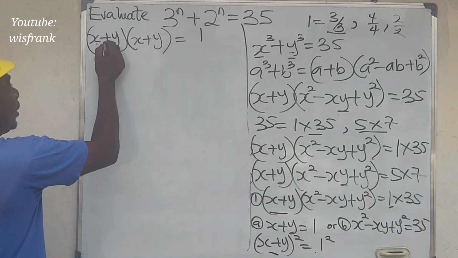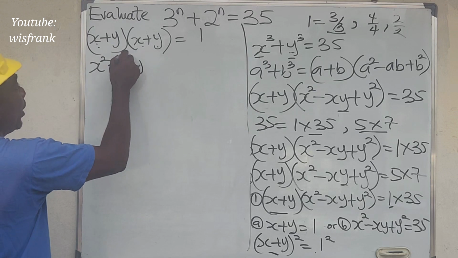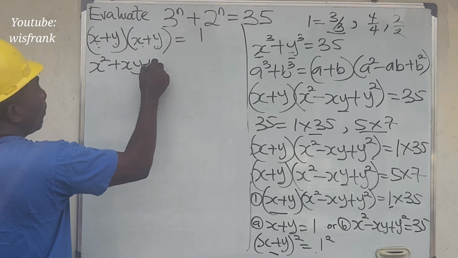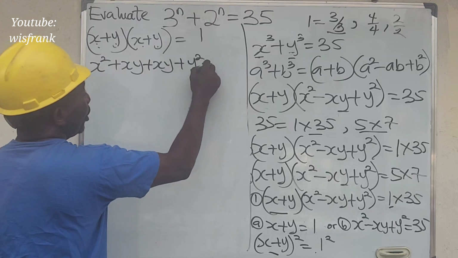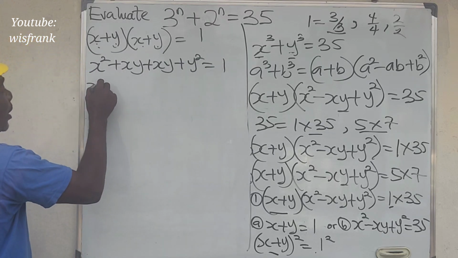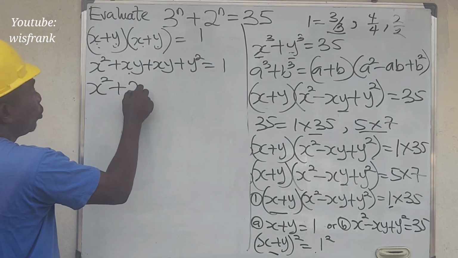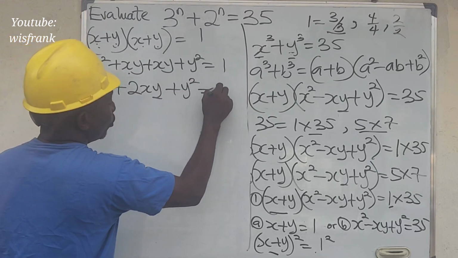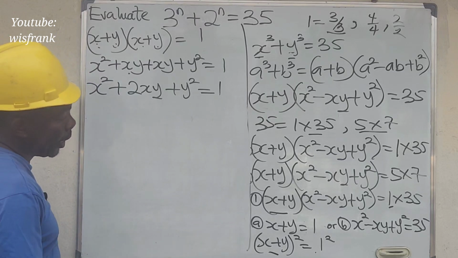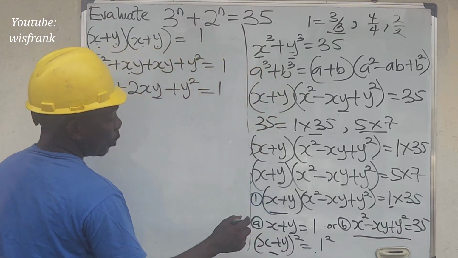X times x, we have x to the power of 2. X times y, we have plus xy. We have y times x, we have plus xy. Y times y, we have plus y to the power of 2 equals 1. So this will become x to the power of 2 plus 2xy plus y to the power of 2 equals 1.